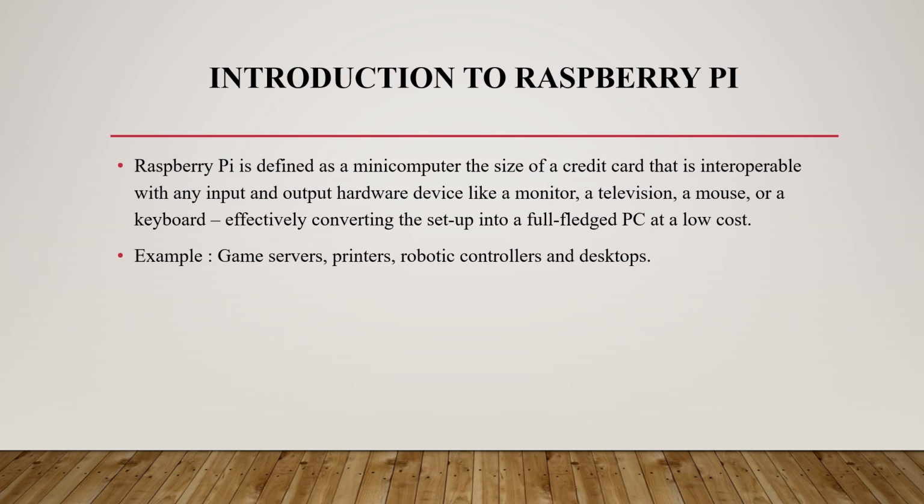So first, let us see the definition of Raspberry Pi. Raspberry Pi is defined as a mini computer with the size of a credit card that is interoperable with any input and output hardware devices like a monitor, television, mouse, or a keyboard. Effectively, it converts that setup into a full-fledged PC at a very low cost. Some examples of Raspberry Pi uses are game servers, printers, robotic controllers, and desktops.